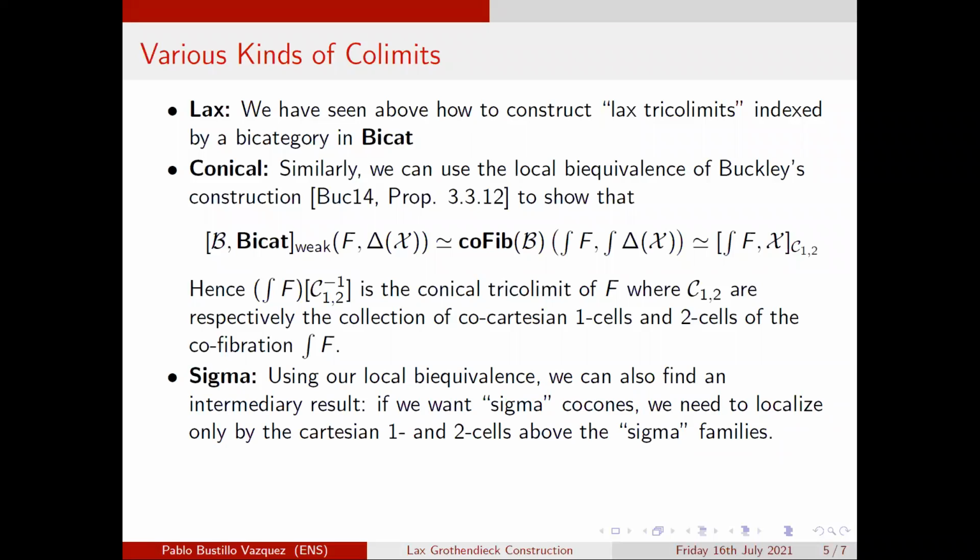And if you ask for all these data to be equivalences, then this is the same thing as asking for the cocone to be weak or to be conical. And if you ask for none of them to be equivalences, you get the situation of a lax cocone. Well, the idea of sigma is to choose a distinguished family of arrows and a distinguished family of 2-cells here in this bicategory B, and to ask for the data.